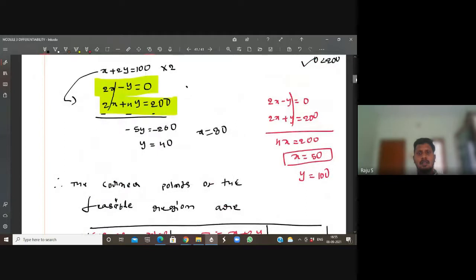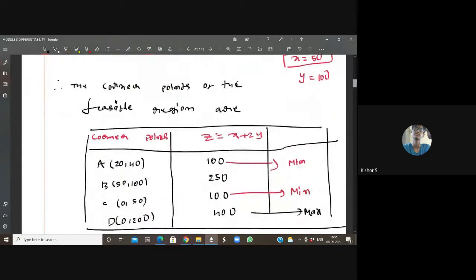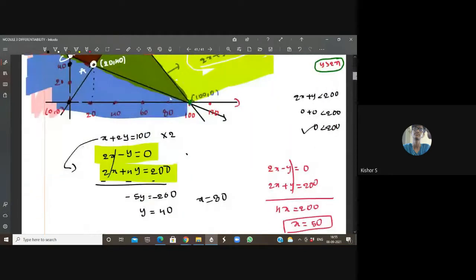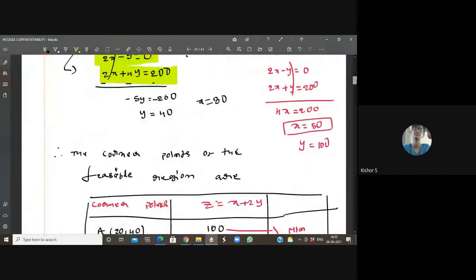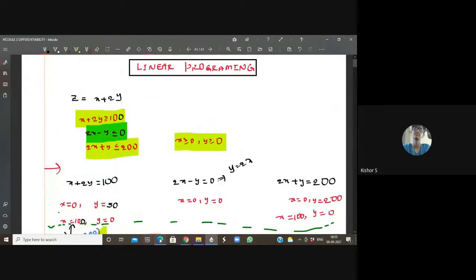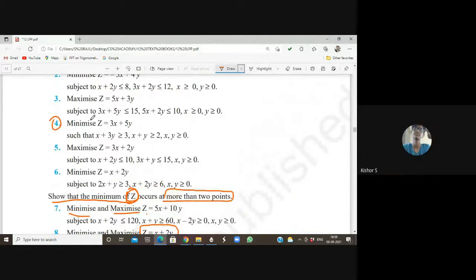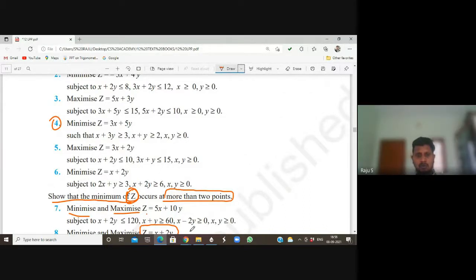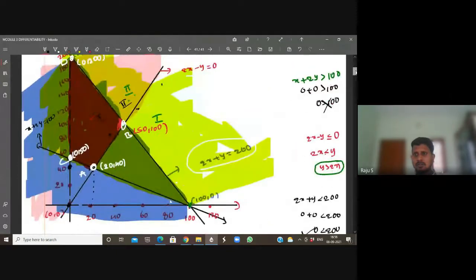Having any doubts, students? Sir, could you explain the fourth problem one time? The fourth one. Yeah. You're saying question number 4. Yeah, this one. Okay. First, other students, is it clear? Yes, sir.